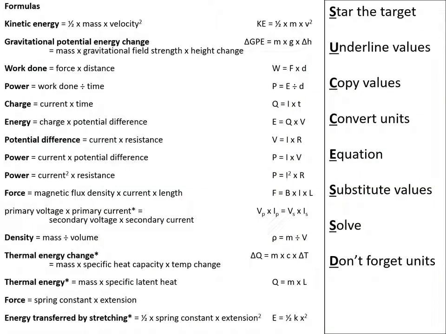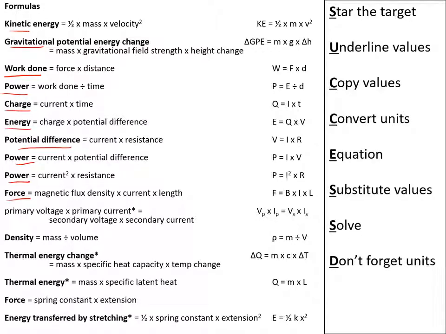And just a quick reminder of all the formulas that could come up in the exam. So kinetic energy equals half times mass times velocity squared. Gravitational potential energy change is mass times gravitational field strength times height change. Work done equals force times distance. Power equals work done divided by time. Charge equals current times time. Energy equals charge times potential difference. Potential difference equals current times resistance. Power equals current times potential difference. Power also equals current squared times resistance.